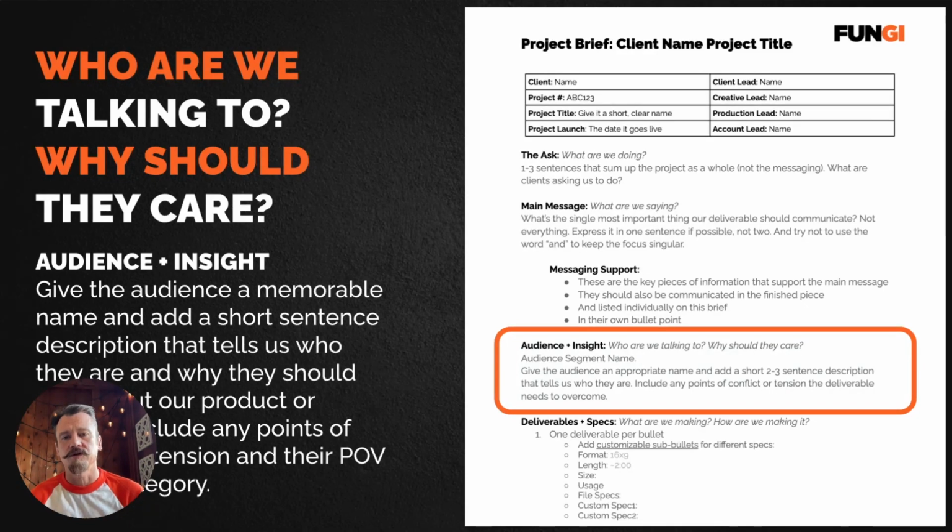But you should include a short description about who they are, and why they should care about our product. I mean, ultimately, in plain speak, what's it going to do for them? You should also include or look for points of conflict. What's keeping them away from our product or service? And also, I like to include their point of view on the category here.